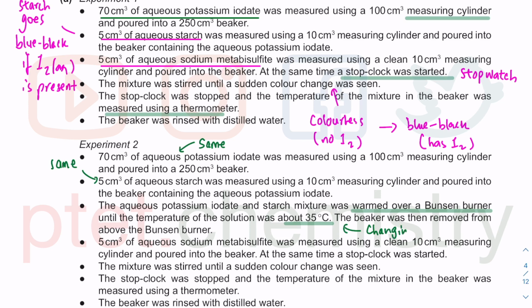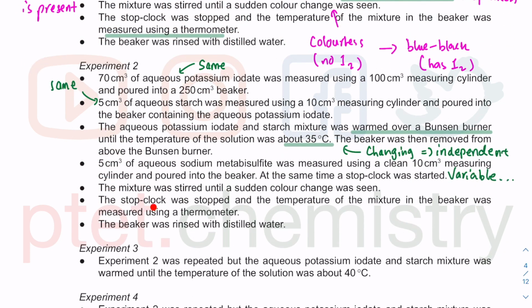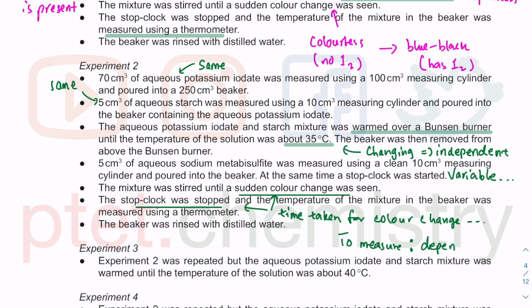So what is changing in an experiment? This is what you call the independent variable. The independent variable is on the x-axis, what you change in an experiment. What are we measuring? We're measuring the time taken on the stopwatch or the stop clock for the color change to happen. So again, for that color change, the stop clock was stopped. So this is what we measure. What we measure in an experiment, that is what we call the dependent variable.